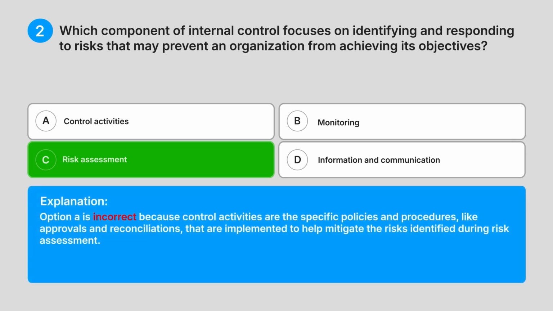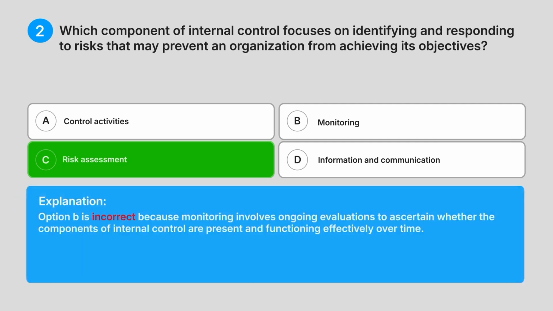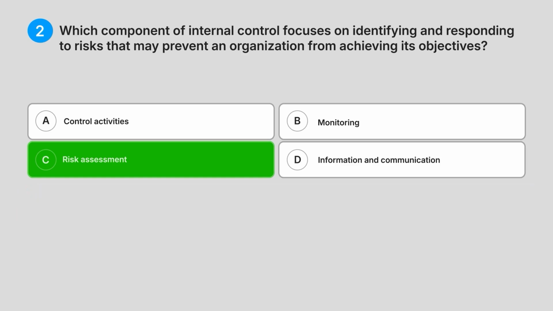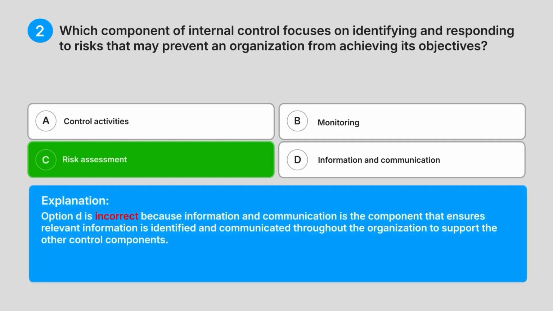Option A is incorrect because control activities are the specific policies and procedures like approvals and reconciliations that are implemented to help mitigate the risks identified during risk assessment. Option B is incorrect because monitoring involves ongoing evaluations to ascertain whether the components of internal control are present and functioning effectively over time. Option D is incorrect because information and communication is the component that ensures relevant information is identified and communicated throughout the organisation to support the other control components.